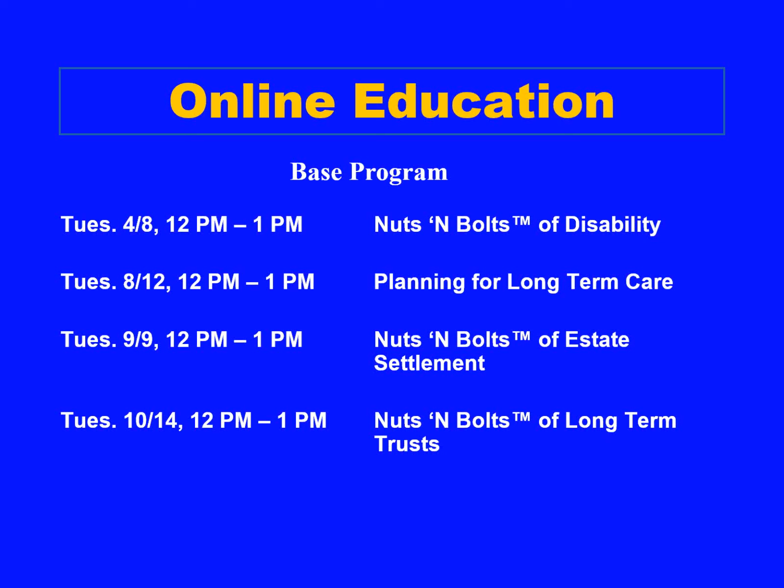Then, of course, on Tuesday, September 9th, we have the nuts and bolts of the state settlement. And then on Tuesday, October 14, we have nuts and bolts of long-term trusts. Now, the first and third nuts and bolts, the disability and the state settlement, are the traditional nuts and bolts classes that all three-step strategy lawyers in the national network are required to give.